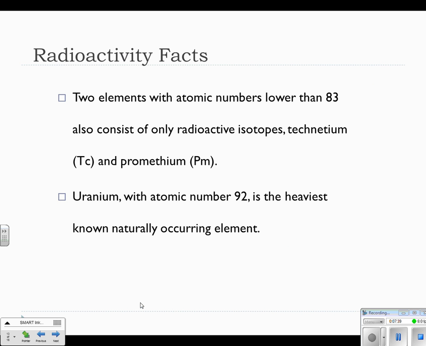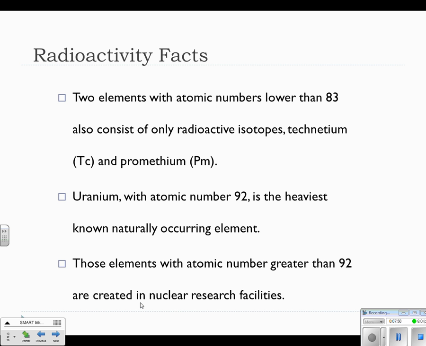Uranium is the heaviest with atomic number 92 naturally occurring. Ones above this are all made in nuclear research facilities. On your periodic table, you'll notice everything above uranium, the symbols are written in kind of an outline. That's because they are man-made, so you're not going to find them in nature.